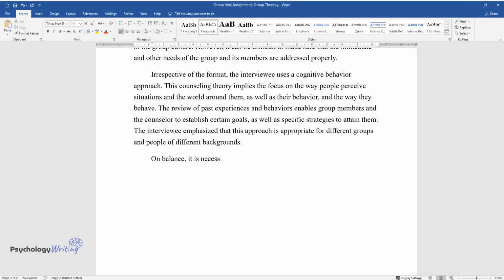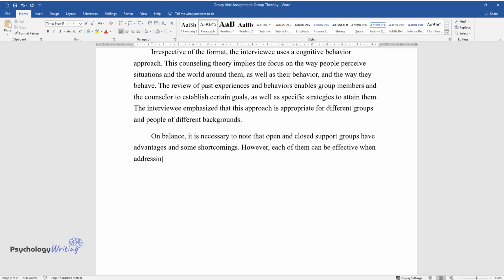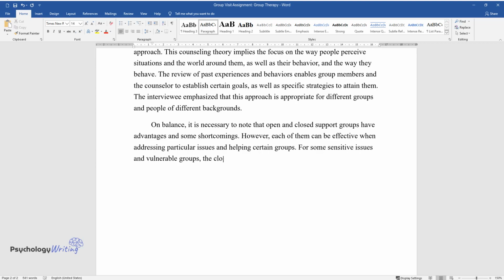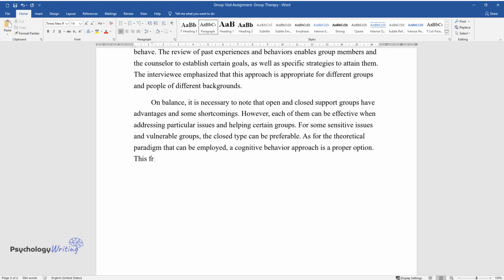On balance, it is necessary to note that open and closed support groups have advantages and some shortcomings. However, each of them can be effective when addressing particular issues and helping certain groups. For some sensitive issues and vulnerable groups, the closed type can be preferable. As for the theoretical paradigm that can be employed, a cognitive behavior approach is a proper option.